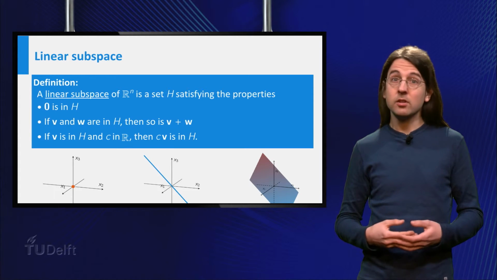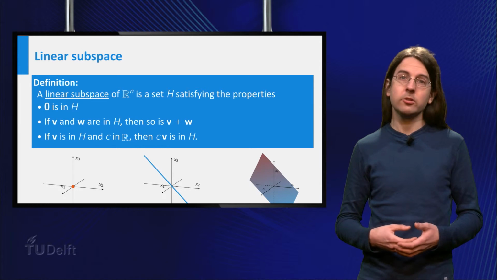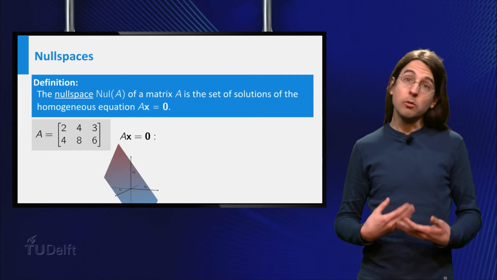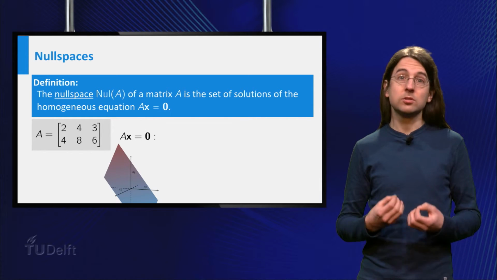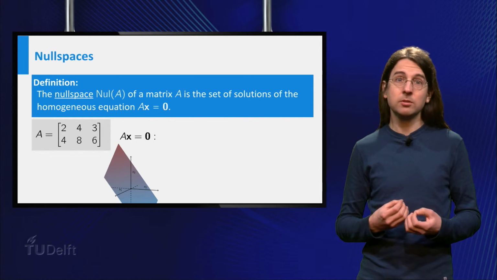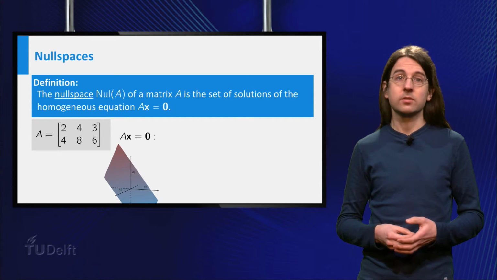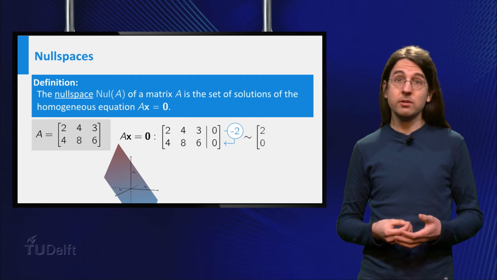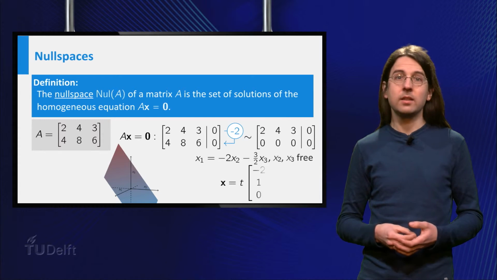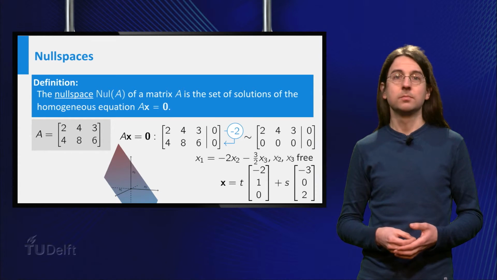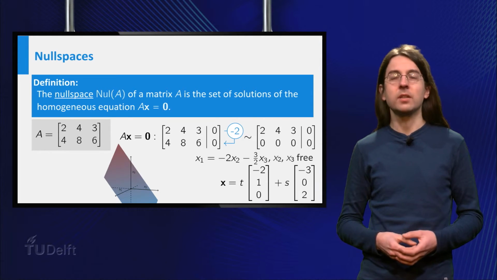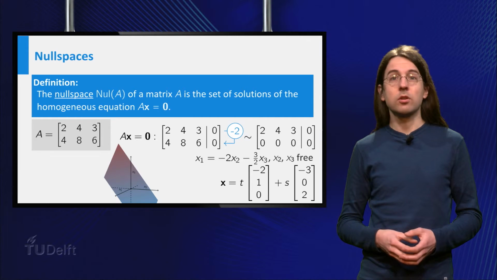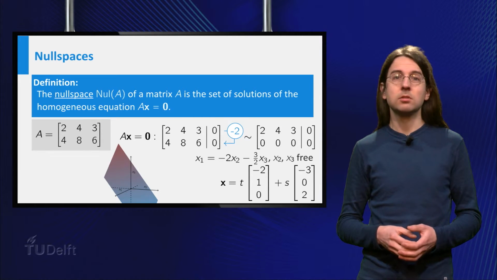Linear subspaces arise in several different ways in linear algebra. You've already seen that the null space of a matrix, the set of solutions to the equation A times x equals 0, is a linear subspace. For the given matrix A, you can easily calculate that it is a plane through the origin. Note that we see this by rewriting the null space as all linear combinations of the two vectors -2, 1, 0 and -3, 0, 2.